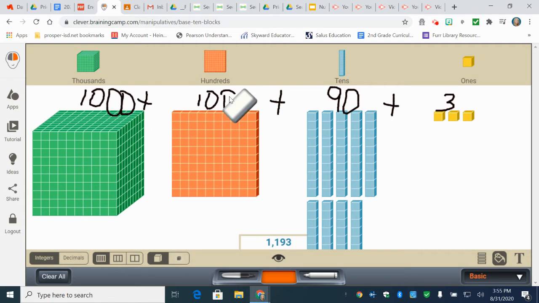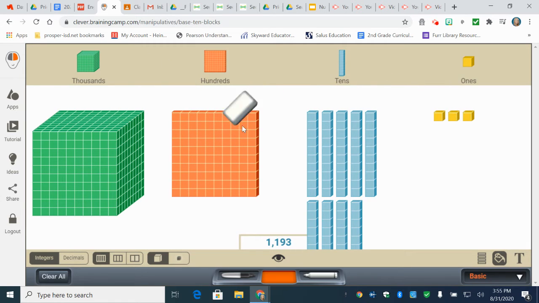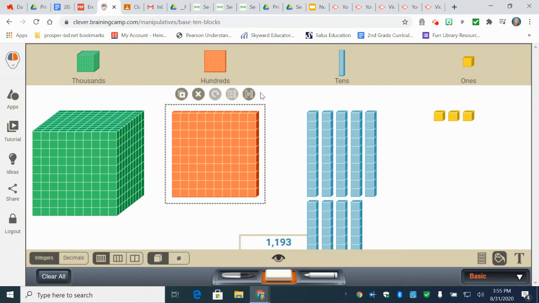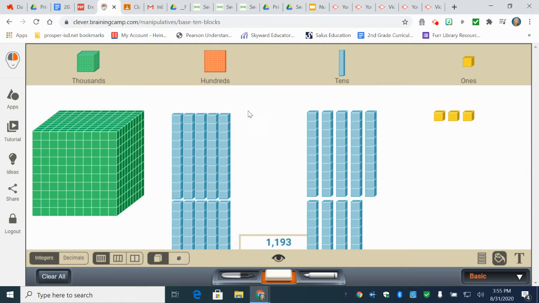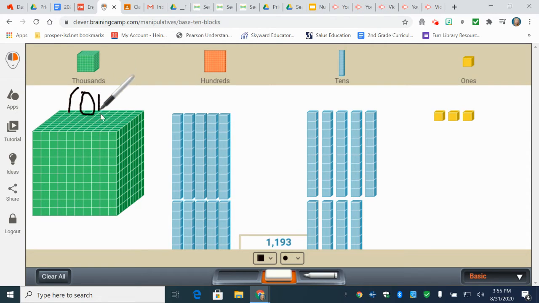Okay, now let's think about this number. Can I decompose it in a different way? So I took it apart, I decomposed it in that way. Can I decompose it a different way? So I'm thinking that I'm going to break up this 100 and make it all tens. So now when I write my expanded form of this number, I have 1000 and I have 10 and 9.